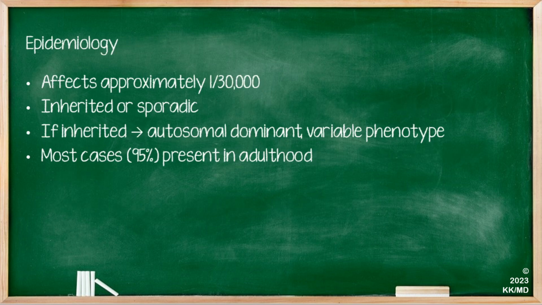CVID affects approximately 1 in 30,000 people and may be inherited or sporadic. If inherited, this is usually due to an autosomal dominant inheritance pattern and has a variable phenotype. Most cases, approximately 95%, present in adulthood.